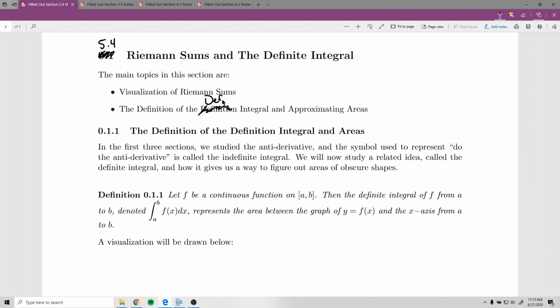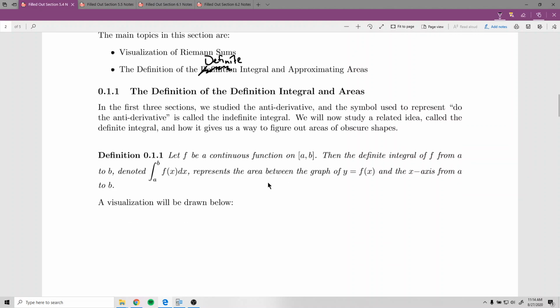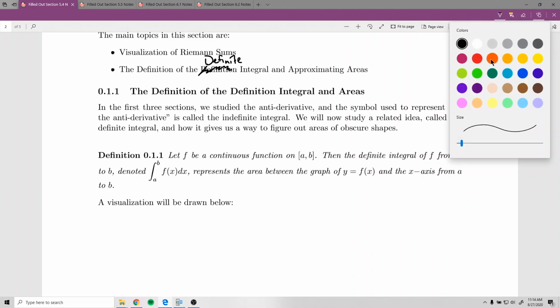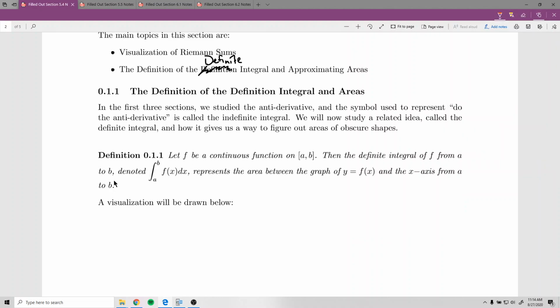I wrote definition twice, probably wrote it too fast. And in this section at least, we're not going to be doing any calculus. We're just going to be approximating areas using rectangles, because that's what Riemann sums are. But we will see in the next section when we actually do definite integrals, it's going to be much the same way we did indefinite integrals, with one little thing at the end to adjust.